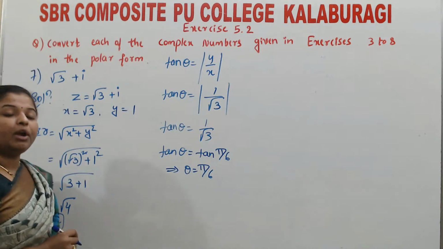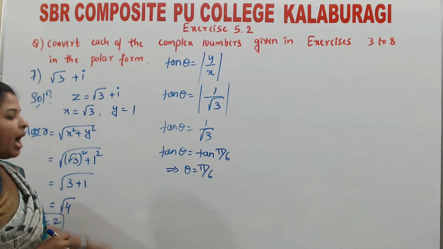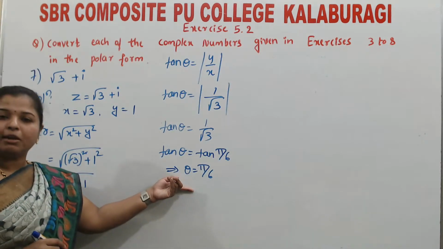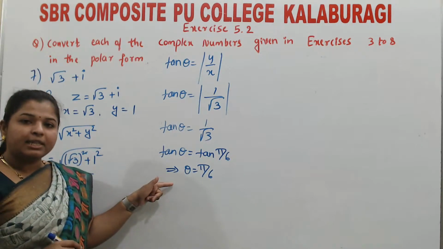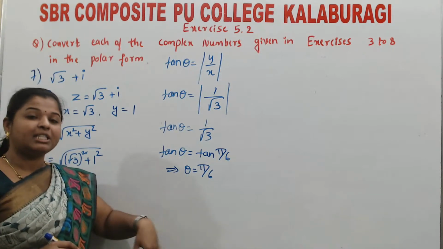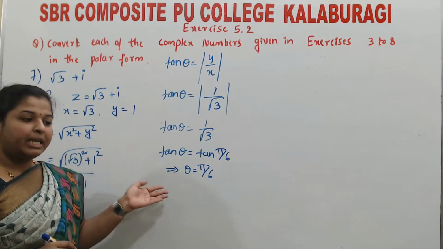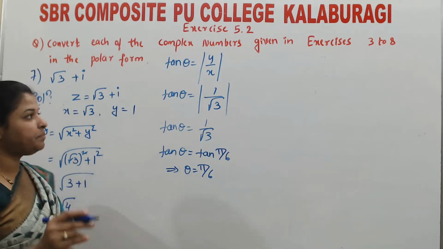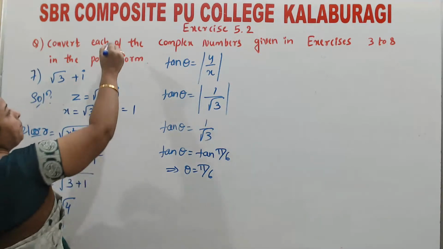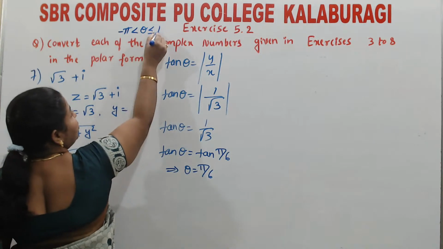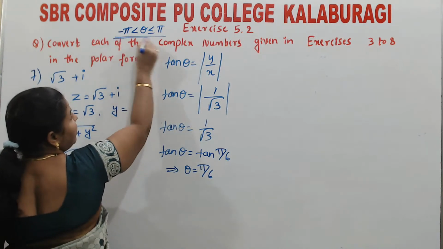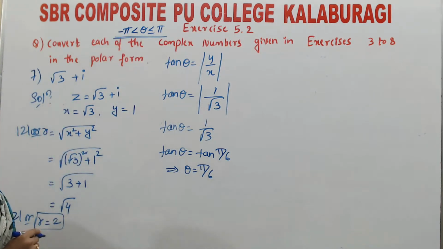Next, what do we have to write? We have to write argument of z, right? Argument of z is nothing but principal value of theta. What is principal value of theta? Principal value of theta is nothing but theta lies between minus pi to plus pi. That is, minus pi is less than theta is less than or equal to plus pi. This is called principal value of theta, or principal value of the complex number.